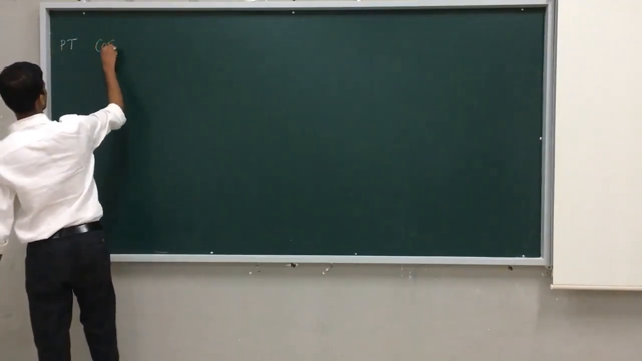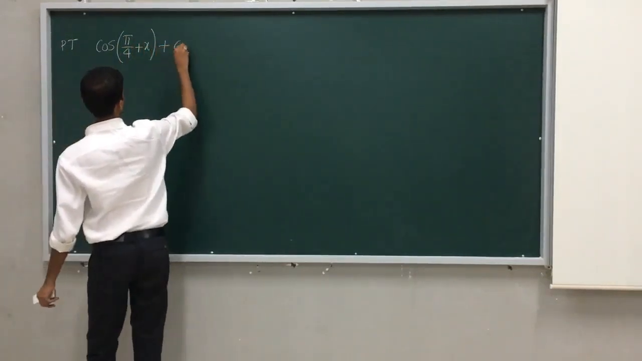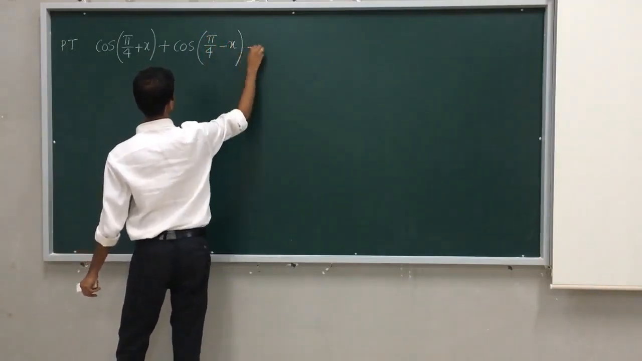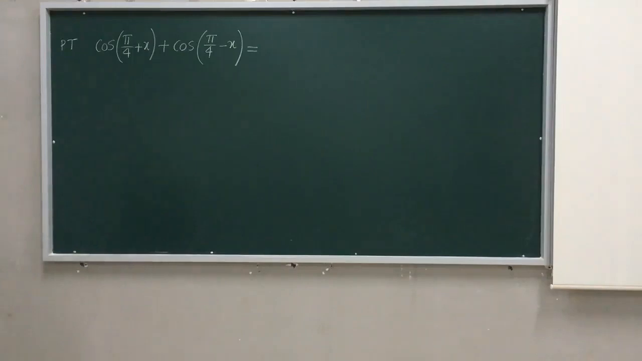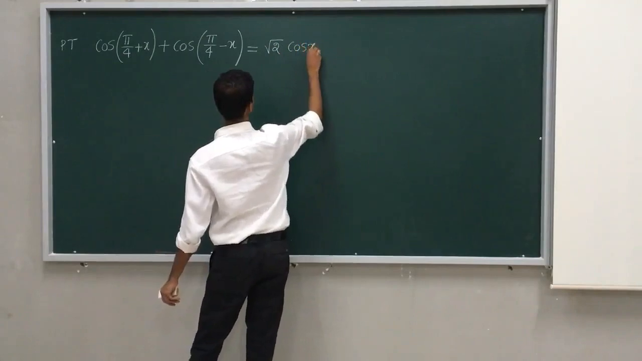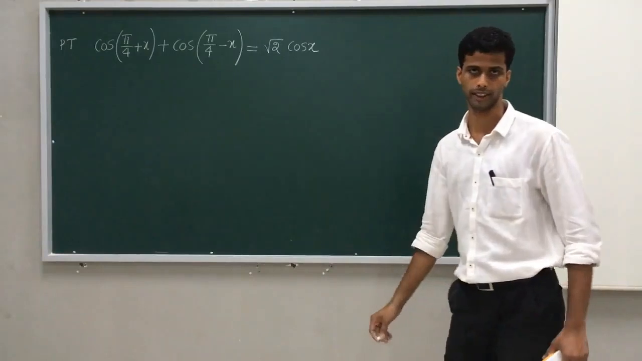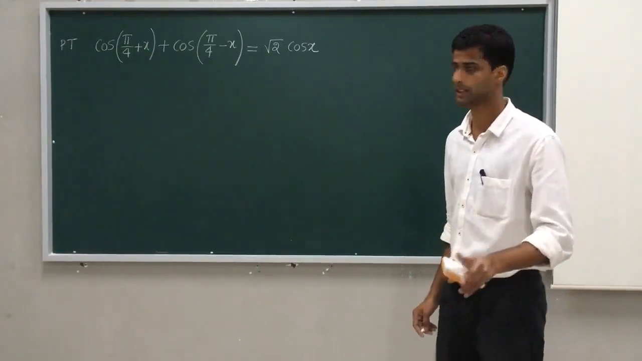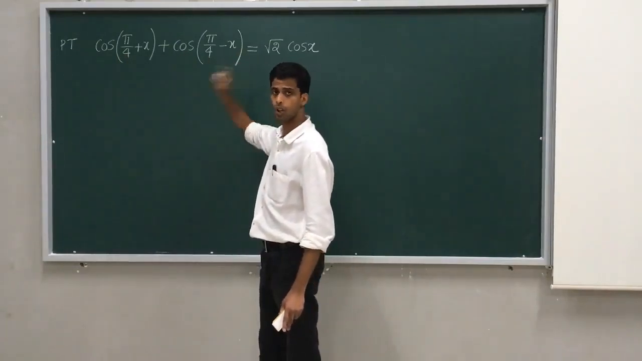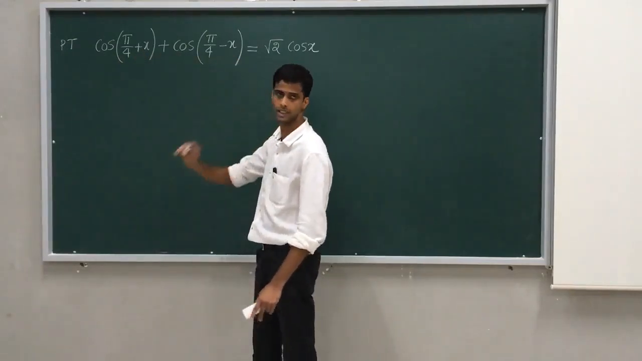Prove that cos of pi by 4 plus x plus cos of pi by 4 minus x is equal to root 2 cos x. You have to prove this particular answer as root 2 cos x. There are two ways to prove this result. One, use the cos x plus cos y result, or use cos of x plus y plus cos of x minus y.